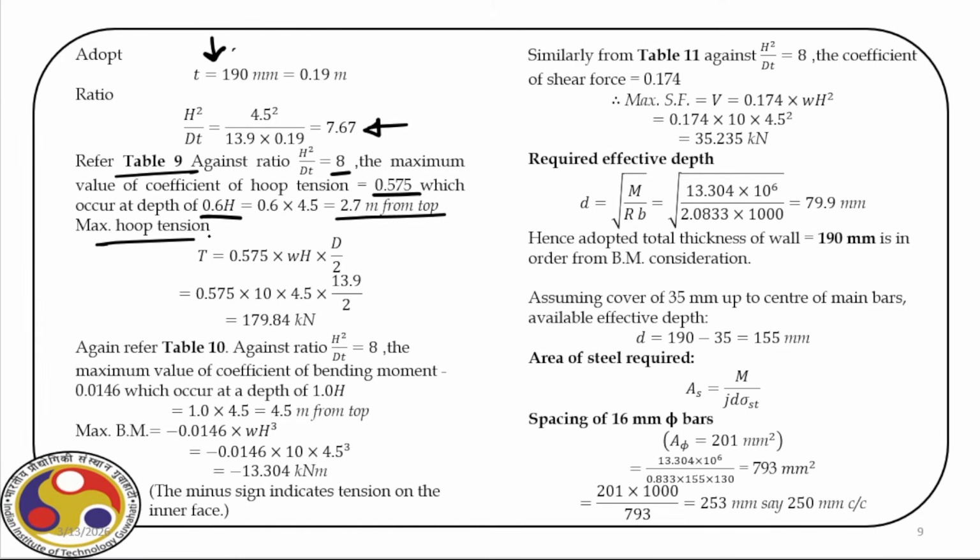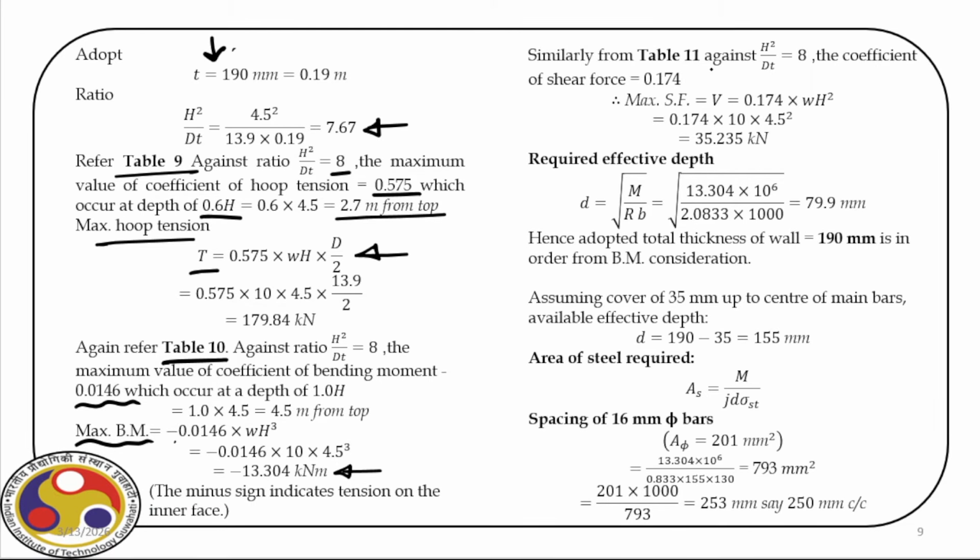So maximum value of hoop tension we can now calculate. T is equal to, using this expression, and it is 179.84 kilonewton. Then we go to table 10, and again from there we get the coefficient for the bending moment as 0.0146. So the value of maximum bending moment we get is 13.304 kilonewton meter.